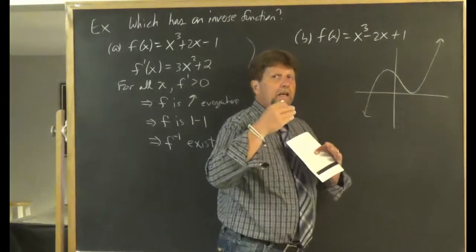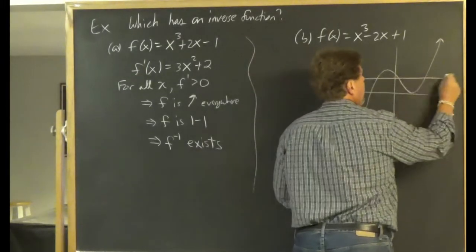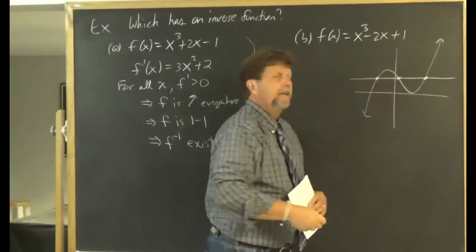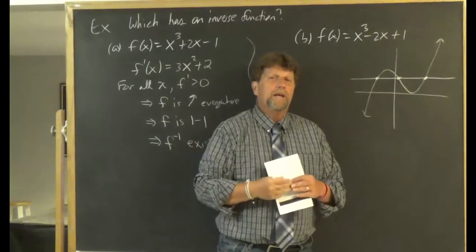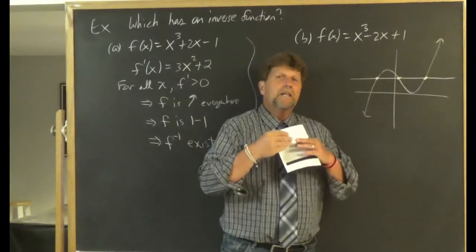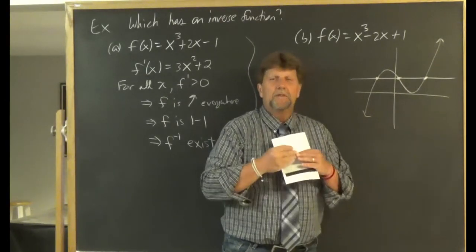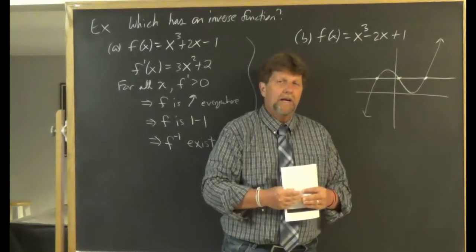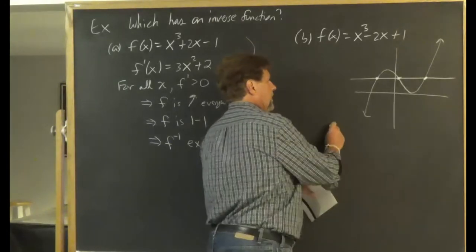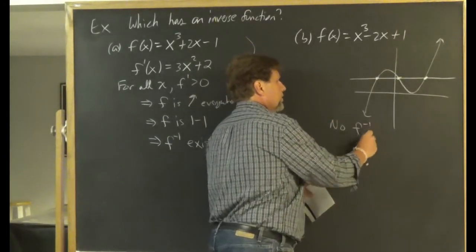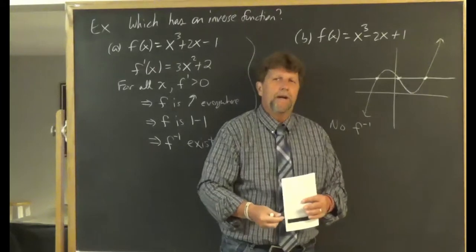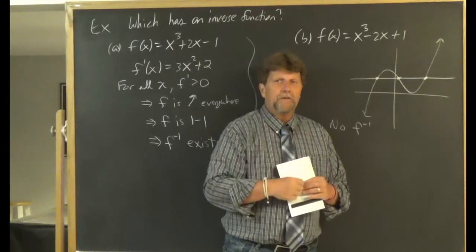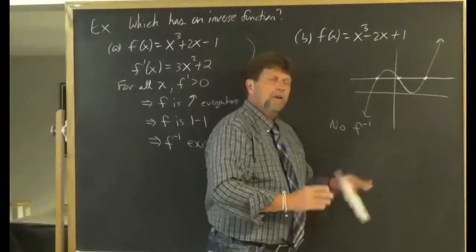To me, it clearly fails the horizontal line test. There is a horizontal line that intersects the graph in 3 points. Since it clearly fails the horizontal line test, that means it is not one-to-one. There is no inverse function. You don't have to do any more. When your graph clearly shows it fails the horizontal line test, you're good.